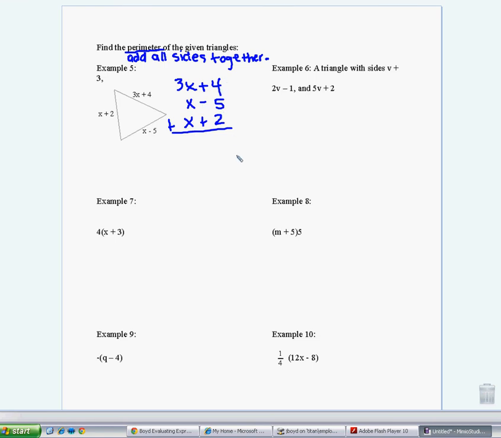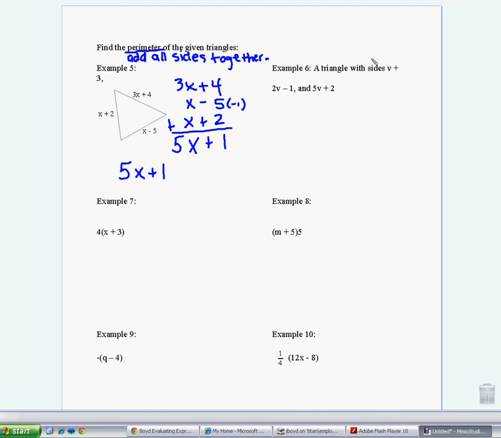4 minus 5 is negative 1, and negative 1 plus 2 is positive 1. And I have 3x plus 1x is 4, plus 1x is 5, 5x. So my perimeter is going to be 5x plus 1. I am combining my like terms. My x's get added together and my constants get added together.